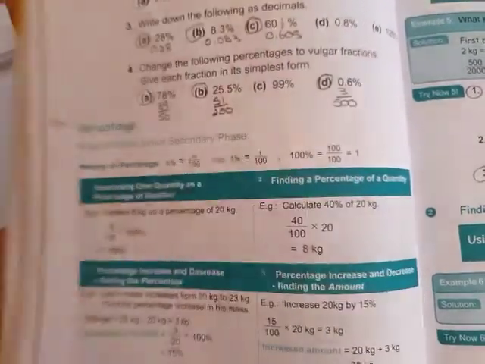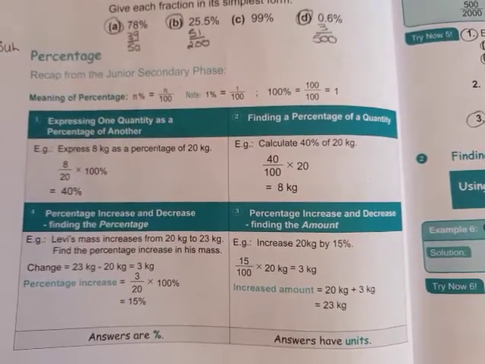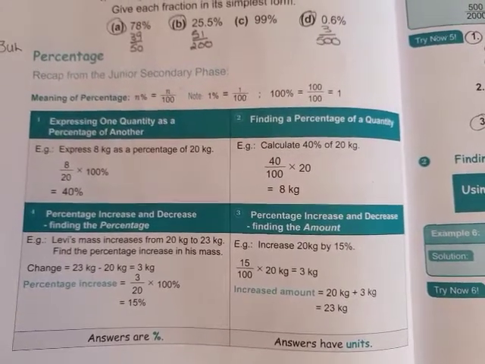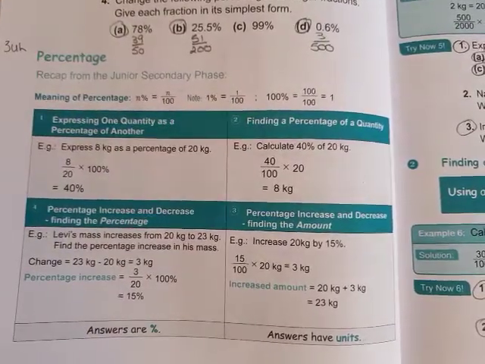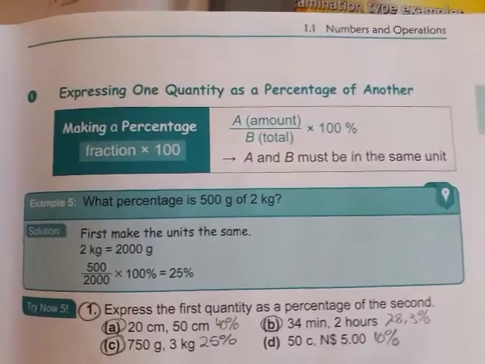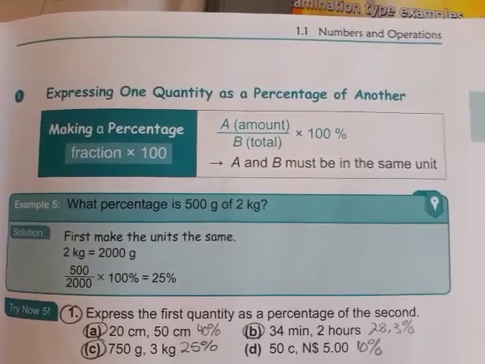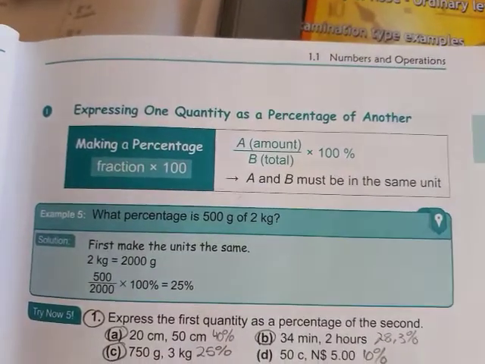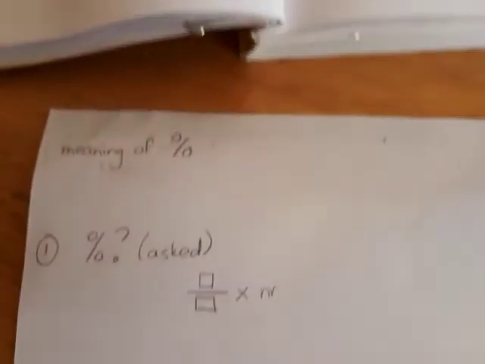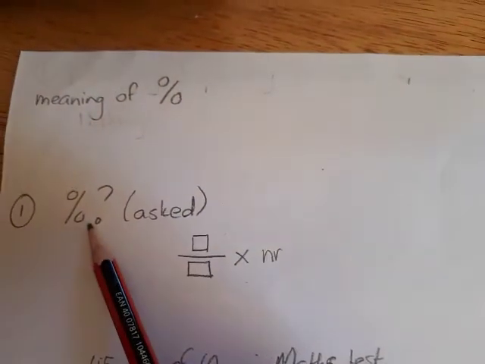Okay, so in percentages, if you look on page 10 in your textbook, there are basically the 4 types of calculations that you must be able to do. I will go through number 1 and 2 now and then send a video on 3 and 4 later. So number 1 says expressing one quantity as a percentage of another. So what it really means is that you're going to calculate something where your answer will be a percentage. So that's the one that I called percentage asked.